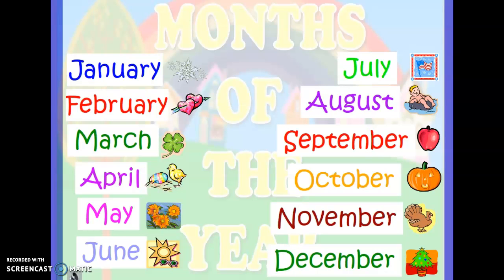Good morning. So to start off our day, we're going to go ahead and review all of the months of the year. So the first month, we started January, February, March, April, May, June, July, August, September, October, November, December.